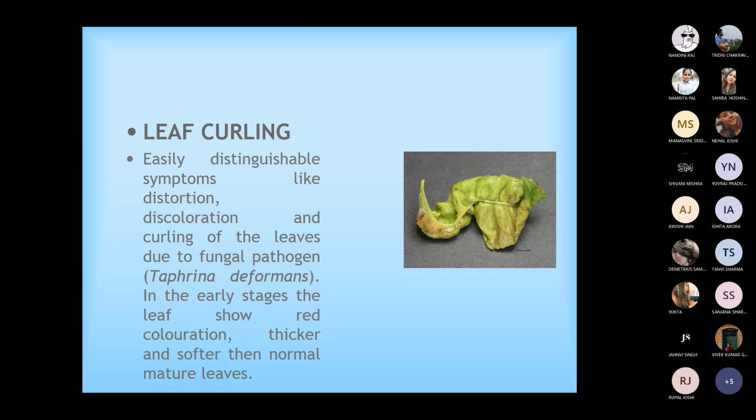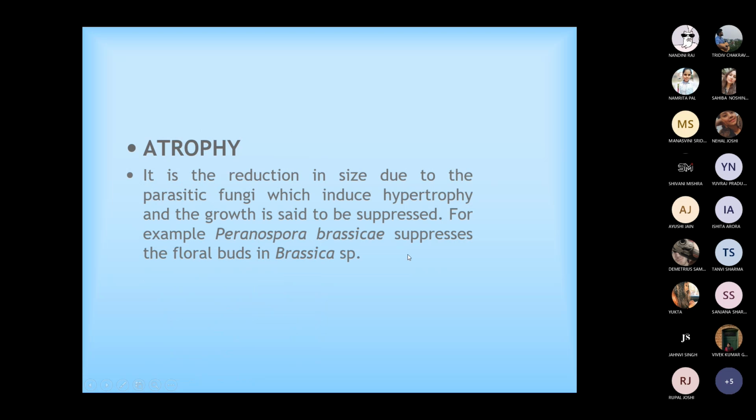Leaf curling is a common symptom of viruses. But yes, these kinds of symptoms are also shown by fungi. For example, curling and discoloration of the leaves due to a fungal pathogen. In the picture, the example is of Taphrina deformans, which is a fungal pathogen. It causes leaf curling in the peach. Basically, it's also called peach leaf curl disease.